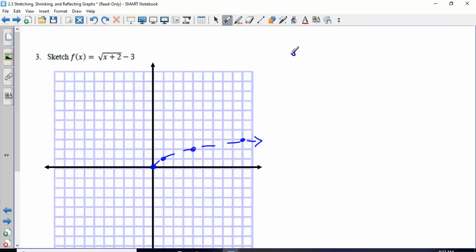A lot of times I may ask you to describe your transformation. What's going to happen on this one? Left 2, down 2. Alright, so take each point to the left and down.